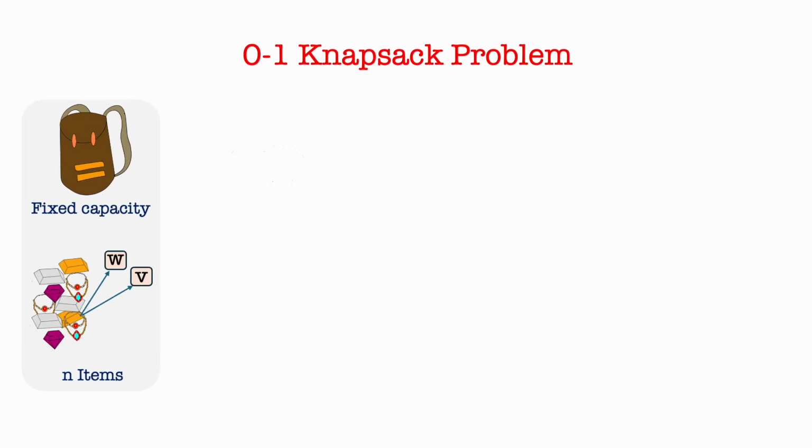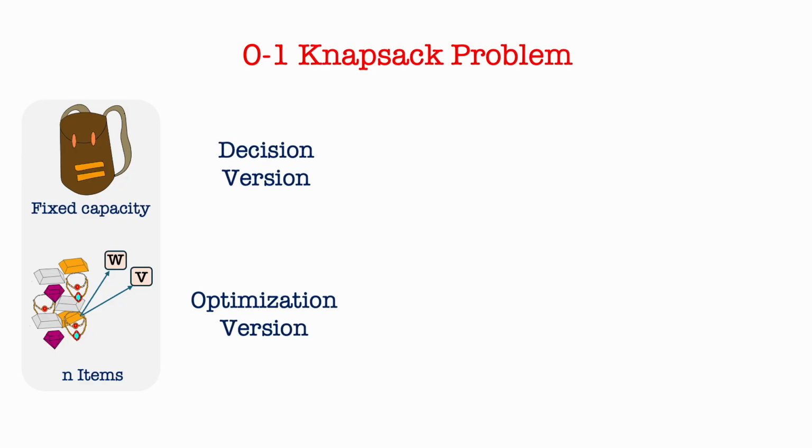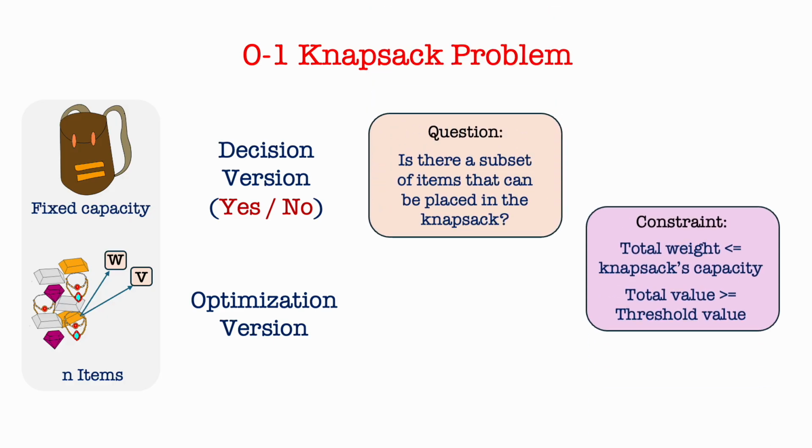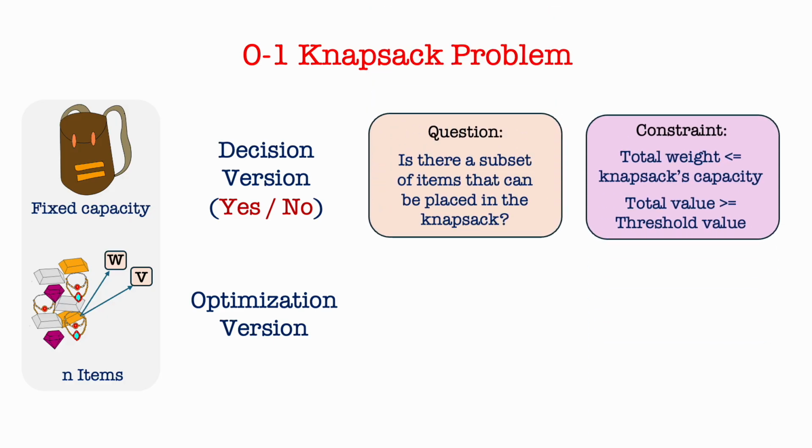So, what exactly is the decision version of the knapsack problem and how does it differ from the optimization version we have seen so far? In the decision version, we are not trying to maximize the value of the items in the knapsack. Instead, we are asking a question that has a yes or no answer. The decision version asks, is there a subset of items that can be placed in the knapsack such that the total weight is less than or equal to the knapsack's capacity and the total value is greater than or equal to some given threshold value?